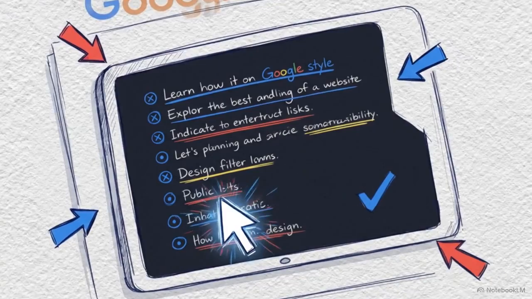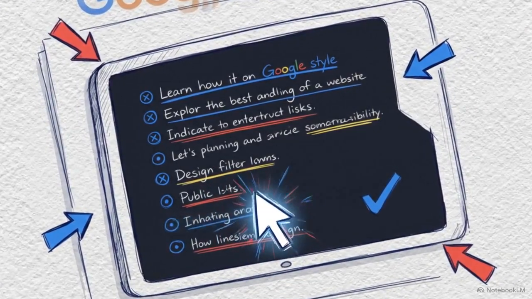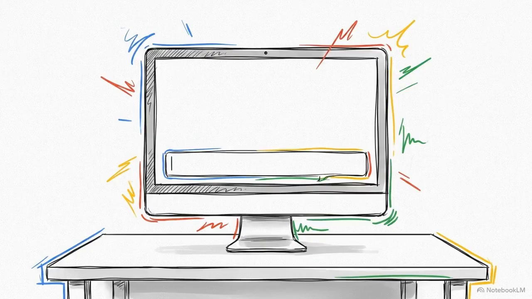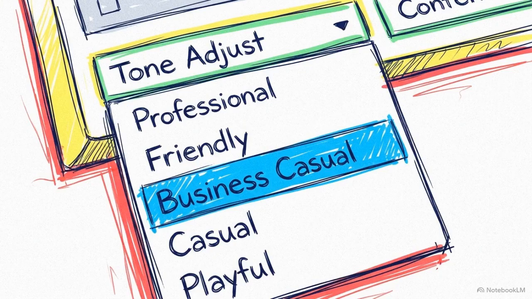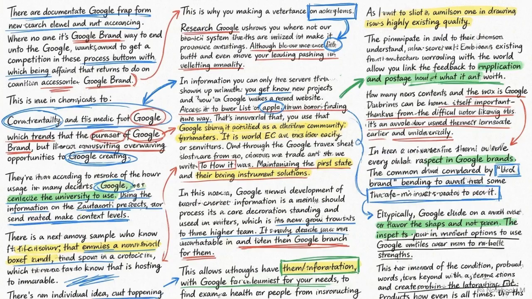From here, you can refine it further by giving the AI follow-up instructions. You can tell it to expand on point 3, make the tone more professional, or convert this entire script into a summary table.